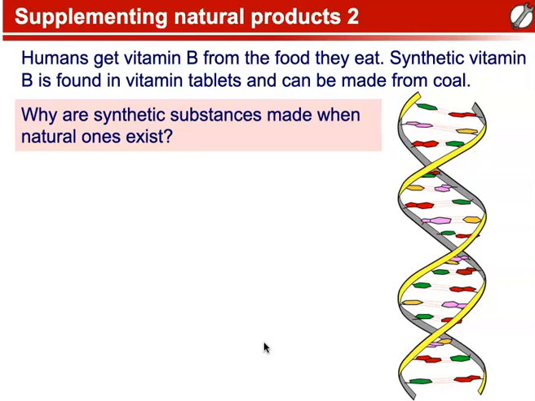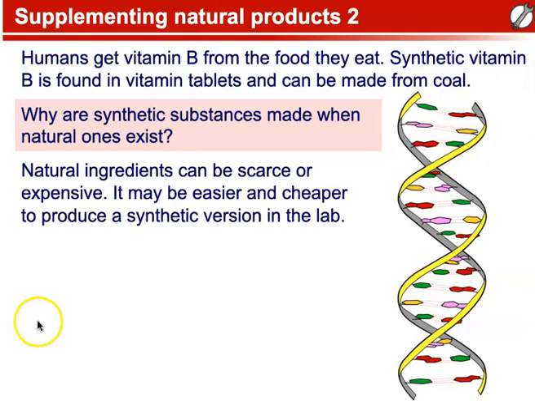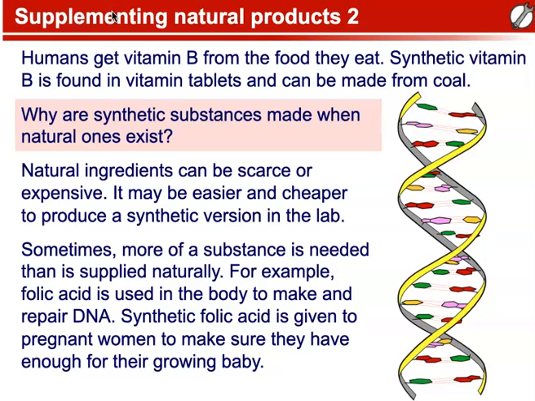So why are synthetic substances made when natural ones exist? Natural ingredients can be scarce or expensive. It may be easier and cheaper to produce a synthetic version in the lab. Sometimes more of a substance is needed than is supplied naturally. For example, folic acid is used in the body to make and repair DNA. Synthetic folic acid is given to pregnant women to make sure they have enough for their growing baby.